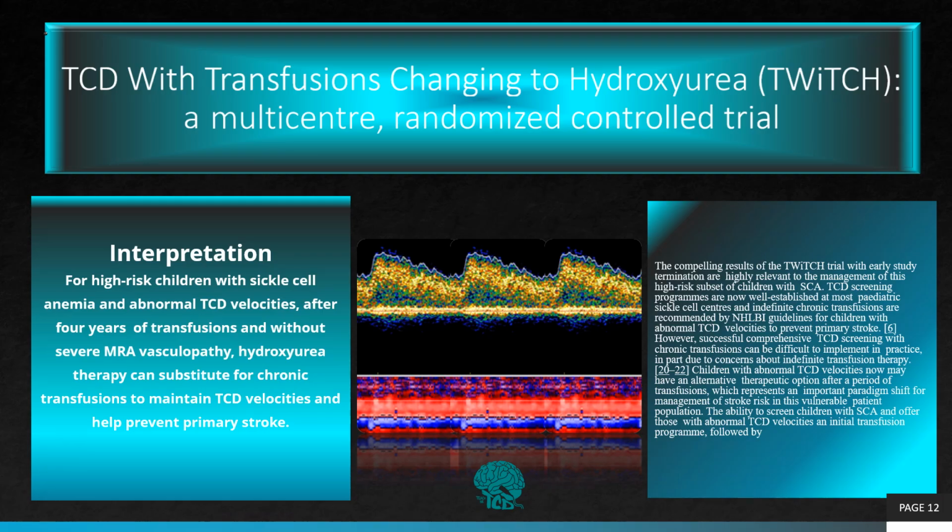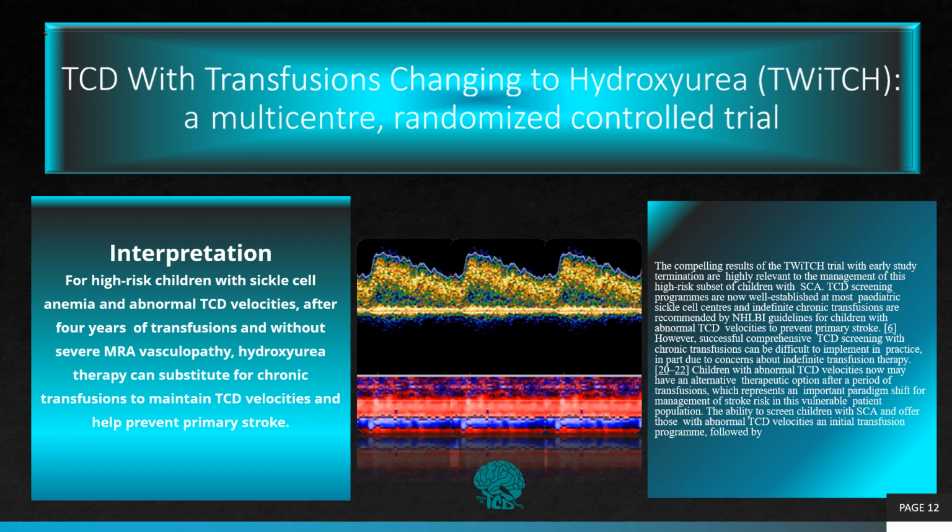Next, we're going to talk about the Twitch study. First, you may ask, why would you stop transfusions? Transfusions are preventing strokes. They are solving the issue at hand. However, chronic transfusions were causing other issues, such as iron overload.